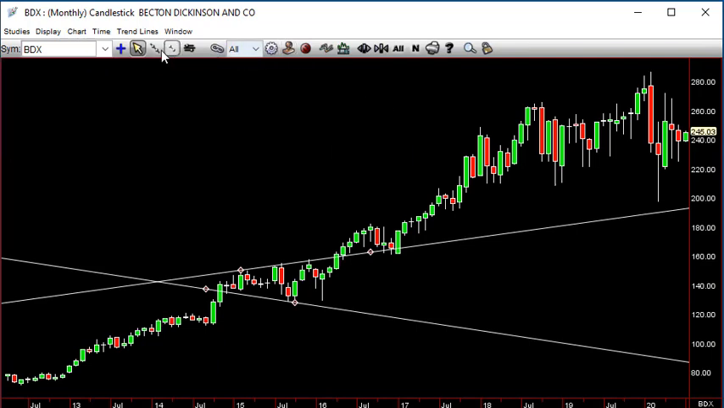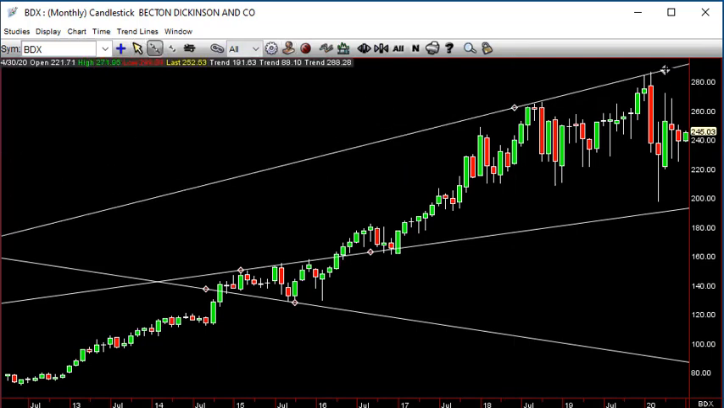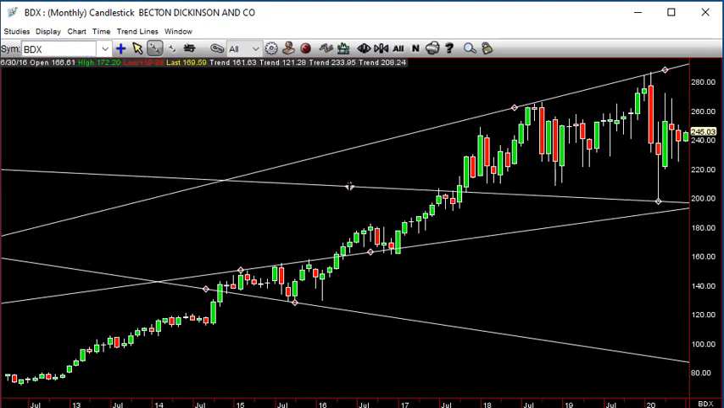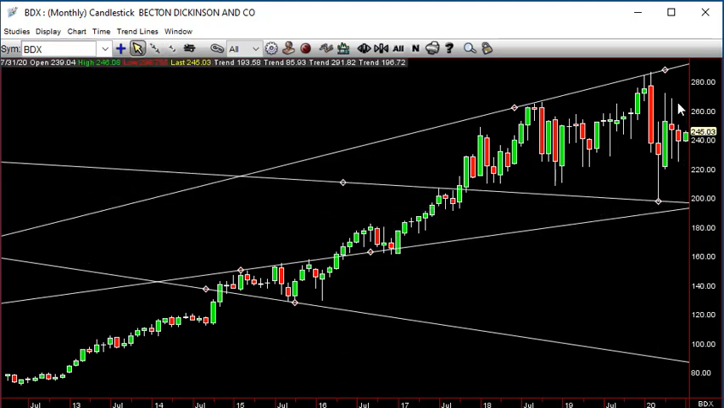BDX Becton Dickinson. Like so. And then 3 months stuck as an inside quarter inside of these two. Like a lot of things.